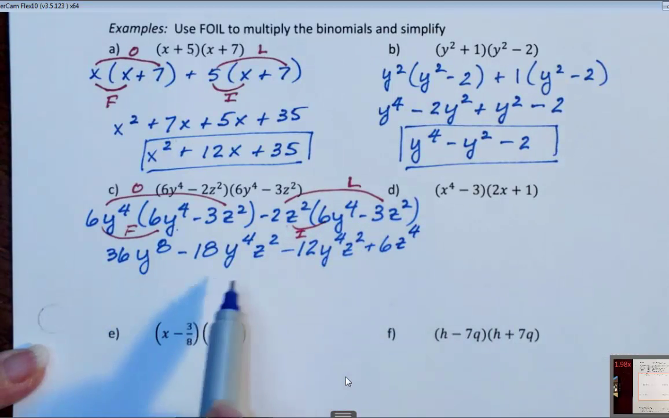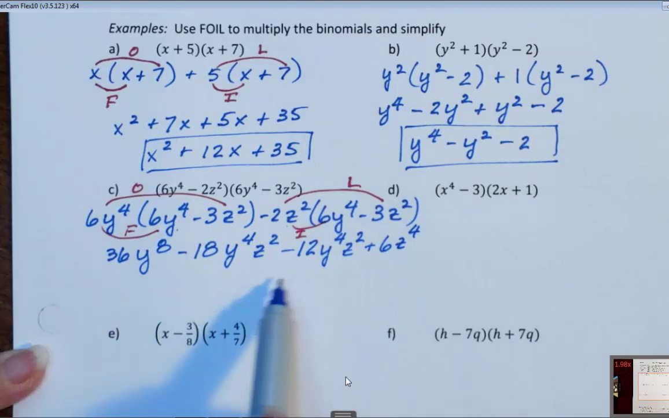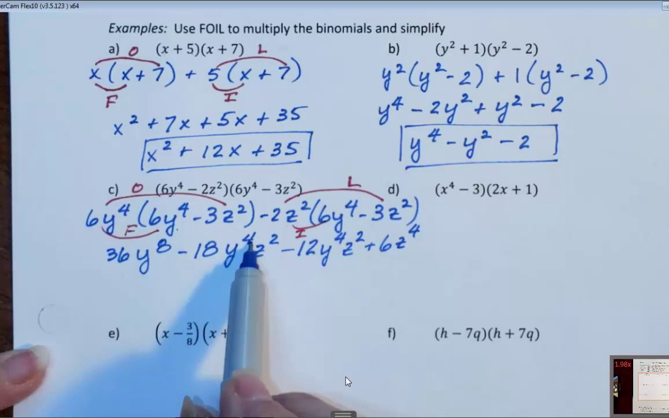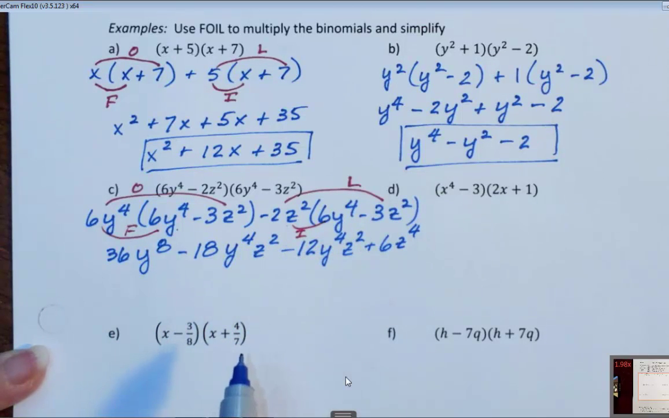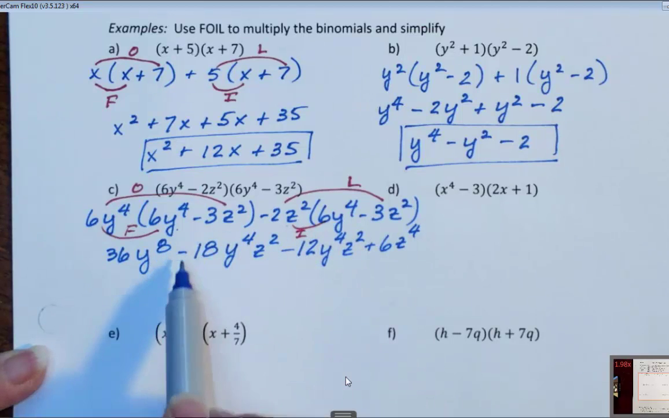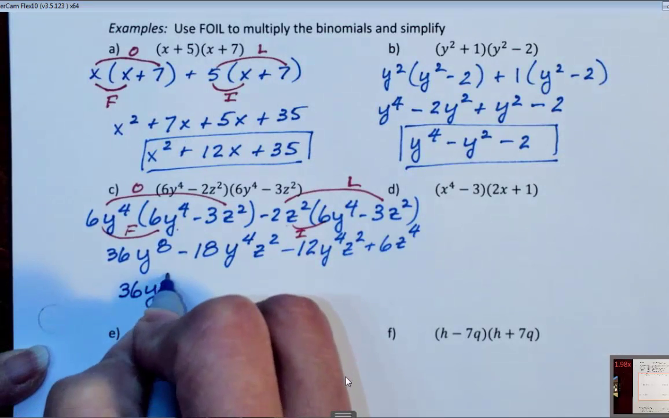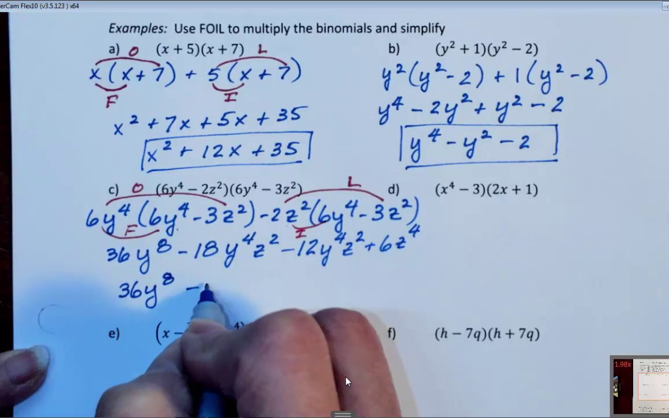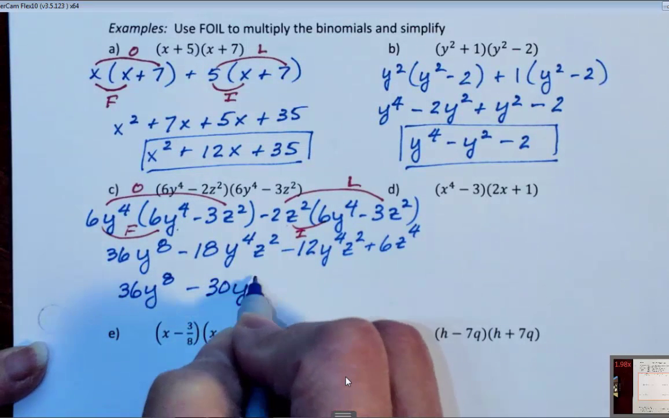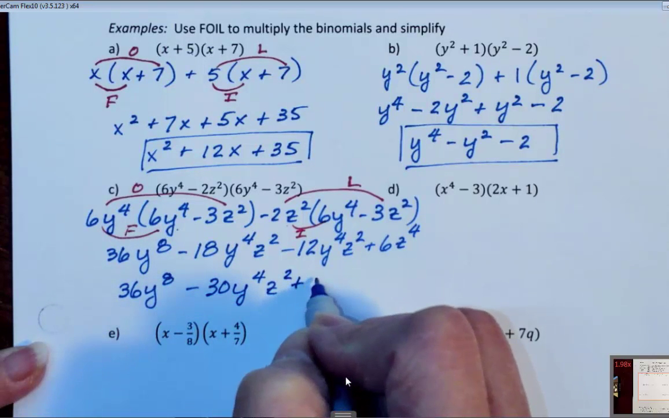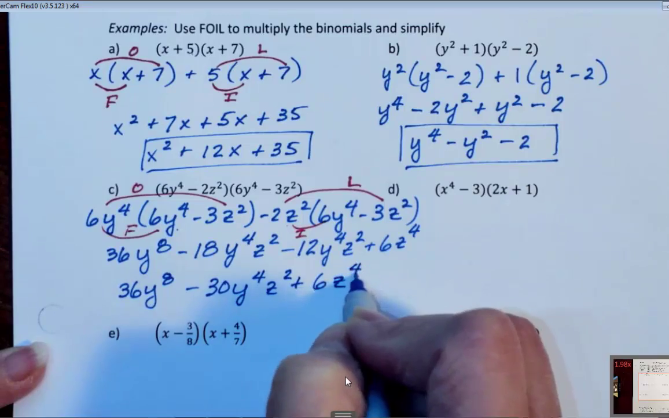So now looking at this, can you see that the middle terms are the same? They have the same variables with the same exponents on them. So I can combine these two terms in the middle, and I end up with 36y to the 8th minus 30y to the 4th, z to the 2nd, plus 6z to the 4th.